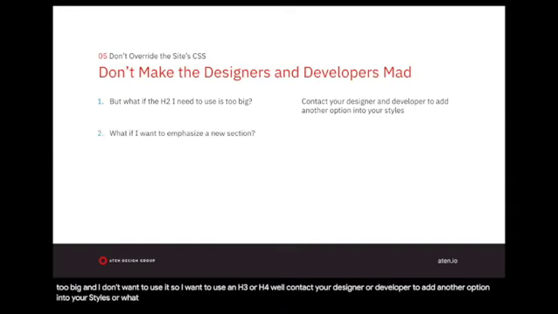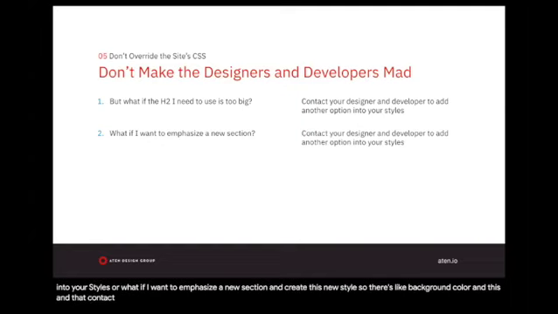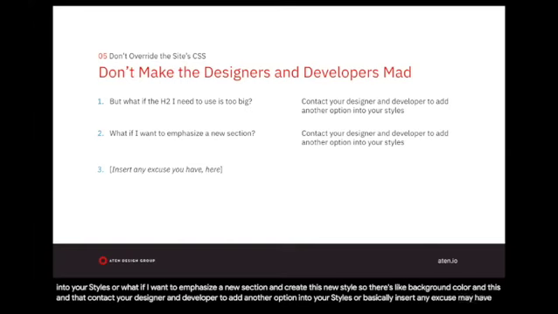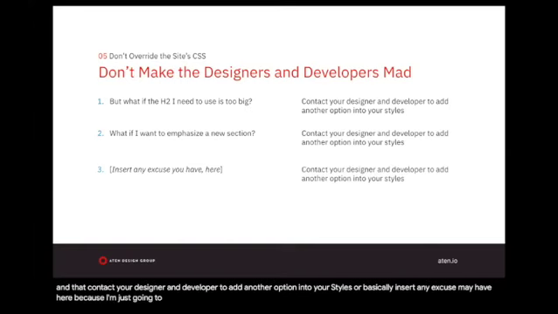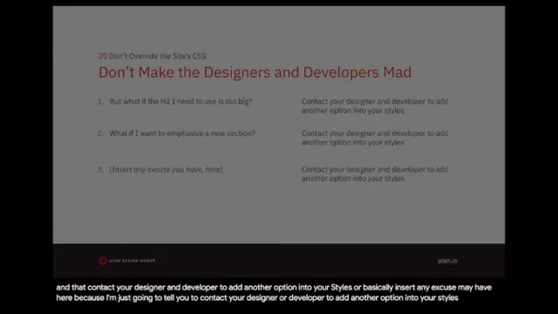Or what if I want to emphasize a new section and create this new style so there's like background color and this and that? Contact your designer and developer to add another option into your styles. Or basically insert any excuse you may have here, because I'm just going to tell you to contact your designer or your developer to add another option into your styles.